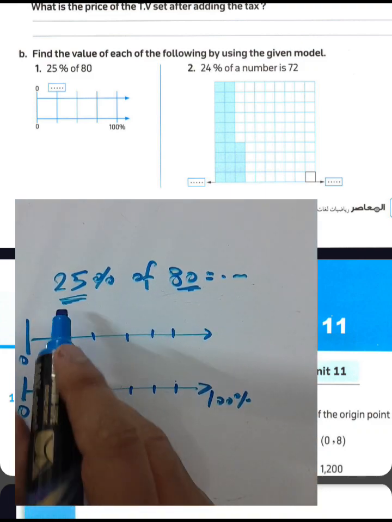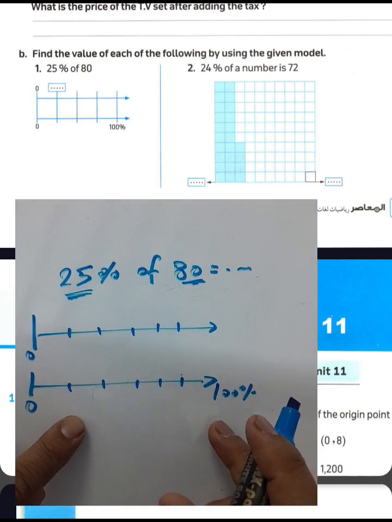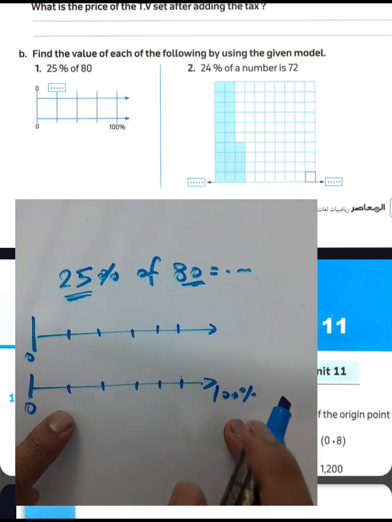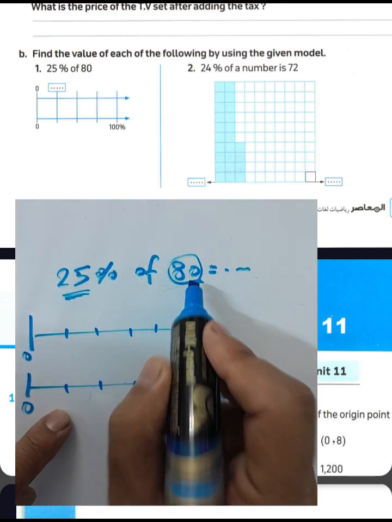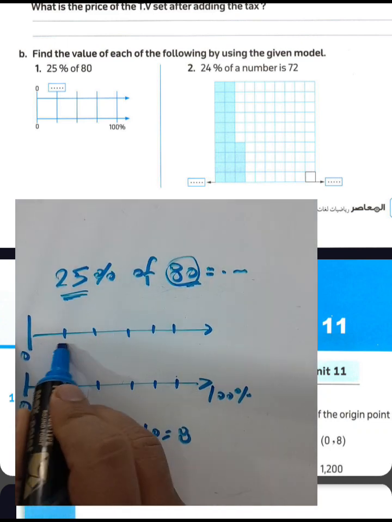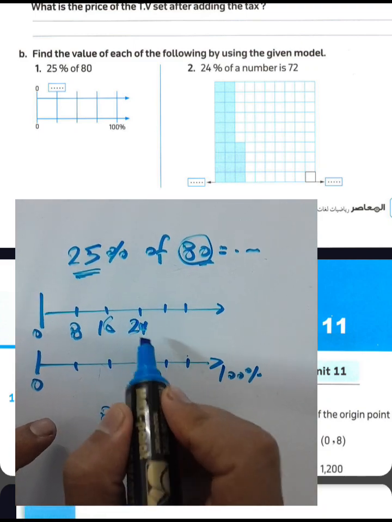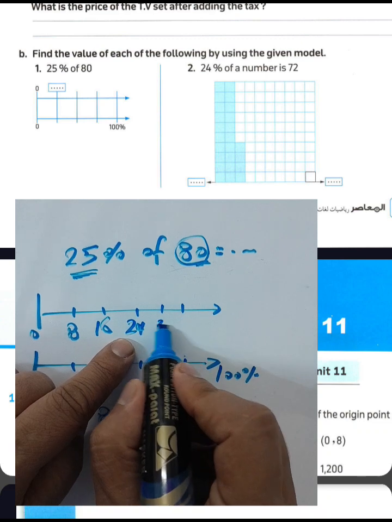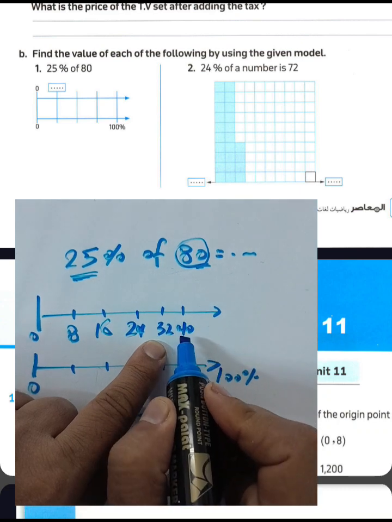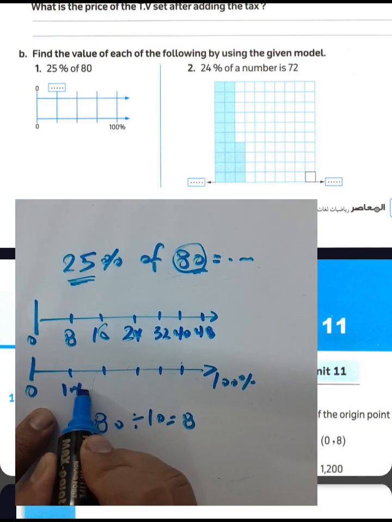Then 25% corresponds to 20. Beginning from 0 to 100%, you can write 10, 20, 30, 40 up to 100%. And here 80 divided by 10 parts, it will be 8. Then we must write here 8. 8 plus 8 equals 16. 16 plus 8 equals 24. 24 plus 8 equals 32. 32 plus 8 equals 40. And here 48.